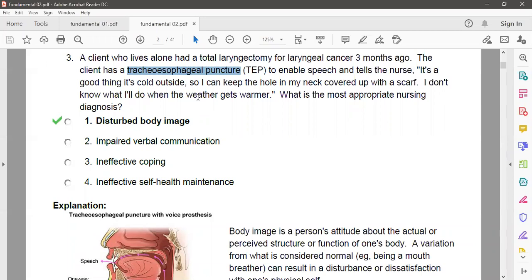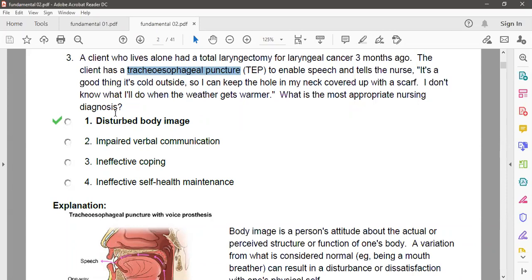What problem? Impaired verbal communication? No, that is done, the patient continues to talk. Ineffective coping? No, already he has coped, already adjusted. Not about this. Ineffective self health maintenance? No, she or he is concerned about themselves, but thinking about how she looks if she does not use the cuff in summer.